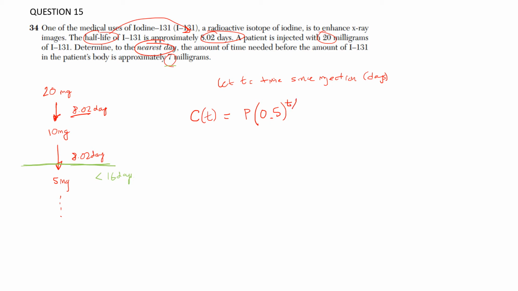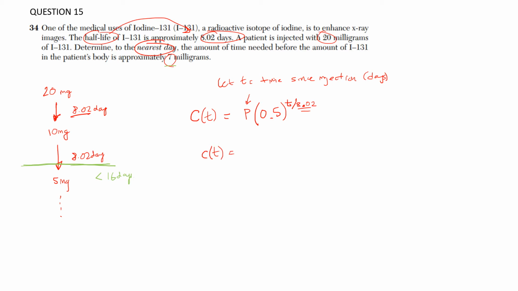So by dividing that t factor on top by 8.02, we can ensure that at 8.02 days, we'll have 0.5 to the 1 power, and that will give us our initial amount, p. So that's a little trick you have to remember. You have to divide it by the half-life. So we can simply work this out.